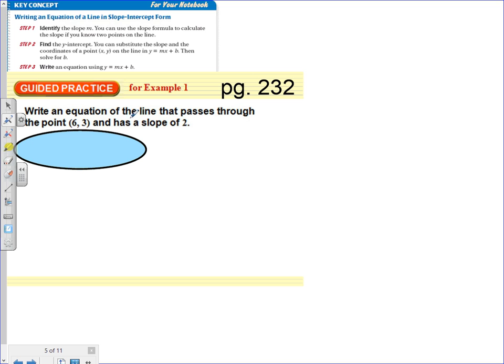So write an equation of the line that passes through point (6, 3) and has a slope of 2. We're on page 232, example 1. Identify the slope. In this case, they've already given it to me. I know that my slope is 2. Find the y-intercept. Well, I have a point, and I know that y equals mx plus b. I'm trying to find b. I know that y is equal to 3. There's my coordinate point.